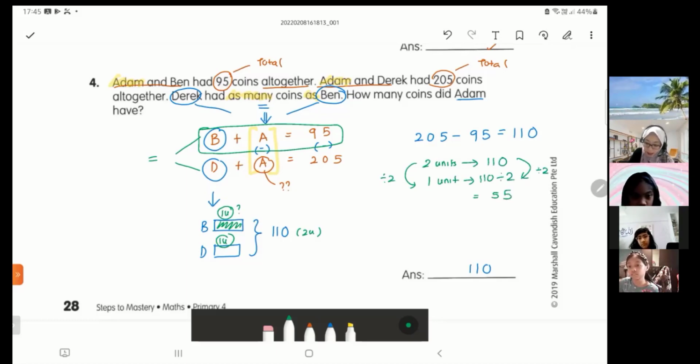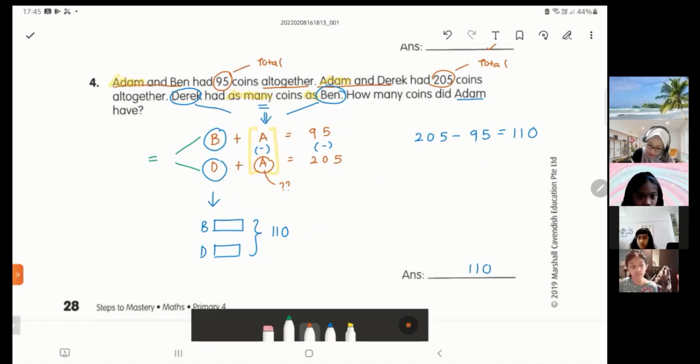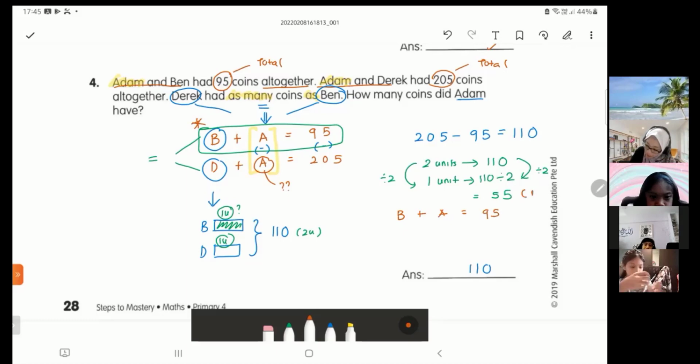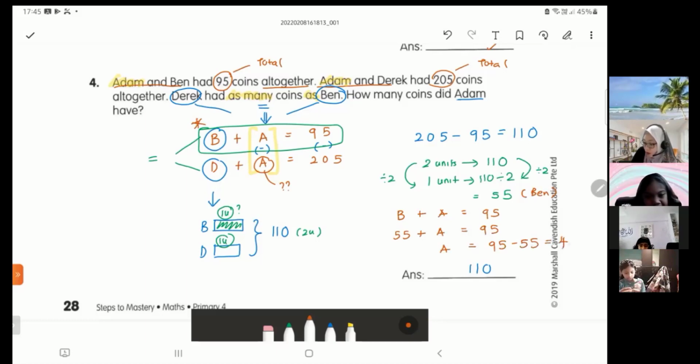Okay, so now we can tell that if we go back to the equation that I put into a box there, Ben plus Adam is 95. Do I know Ben? This is my Ben. Ben is 55 plus Adam is 95. Can I find Adam? I can by taking away Ben. Equals 40. Answer is 40. Okay?